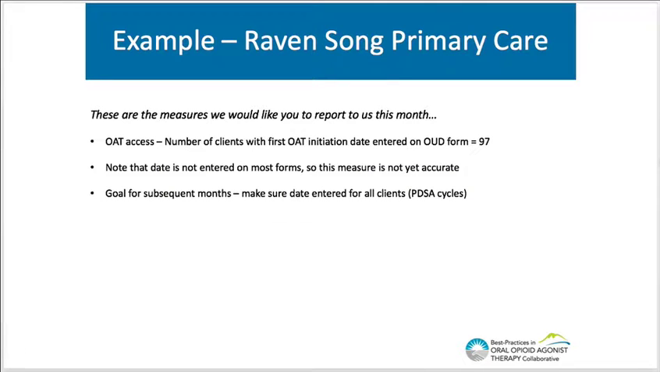Okay, so it looks like at Ravensong they're 97 with that entered. I know that the data has not been entered on most forms, so this isn't yet a reliable measure of OAT access, but this is also something that doesn't change too dramatically. So I think we're okay if we focus on asking this question once to our clients throughout the next month or two. Our goal at Ravensong will be to make sure the data is entered for all clients, and I think we'll easily be able to do this, hopefully as part of a triage process.